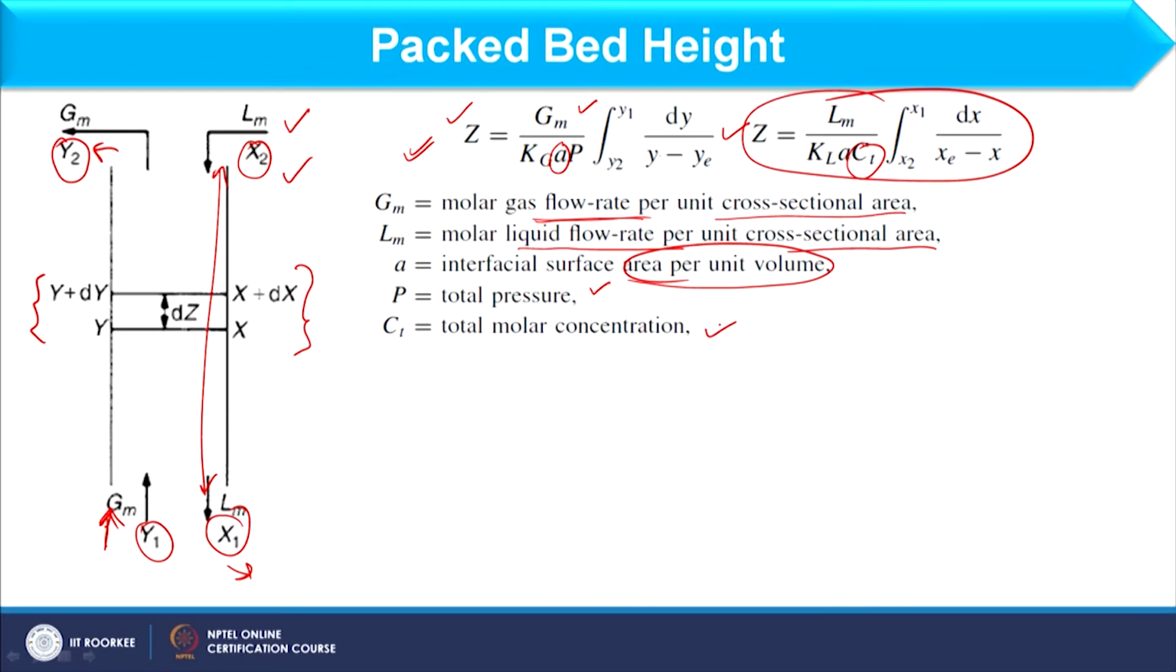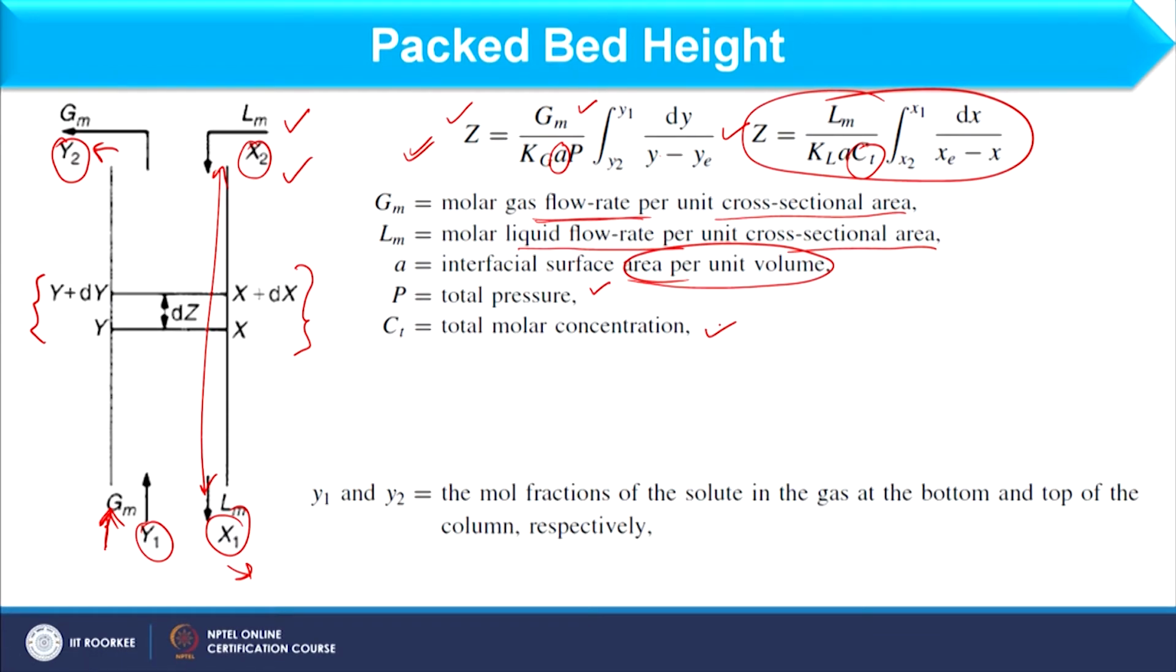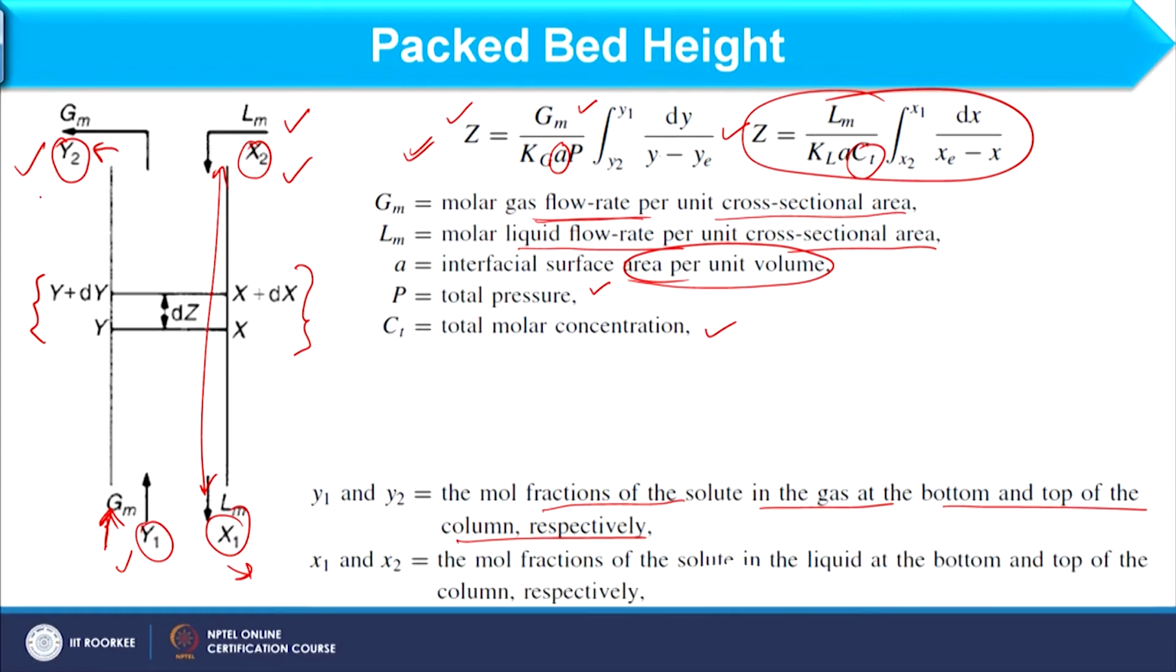Along with this we have some other parameters such as y1 and y2, which are the mole fractions of the solute available in the gas phase at the bottom and top of the column, as you can see in this schematic also. Similarly, x1 and x2 are the mole fractions of the solute which we have to recover from the gas phase into the liquid phase. That solute available in the liquid phase is represented by x, at the bottom and top of the column, as we can see in the schematic.